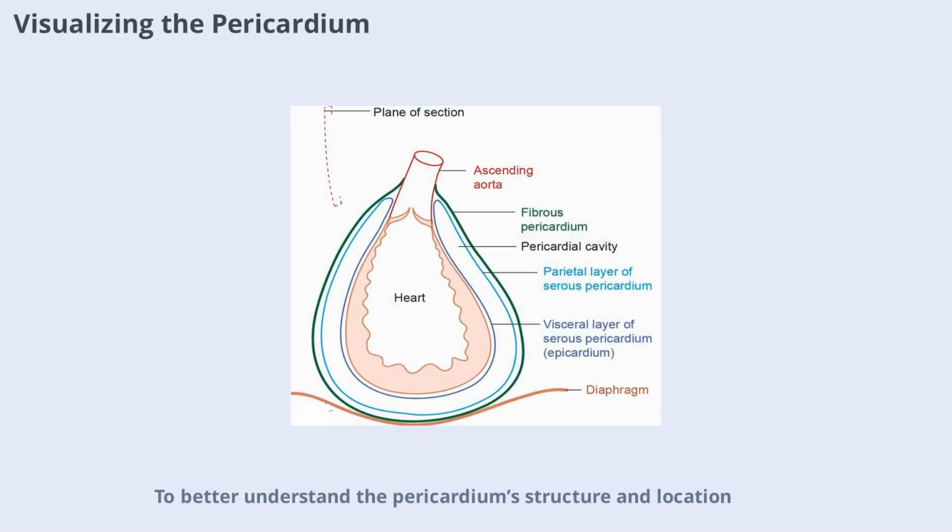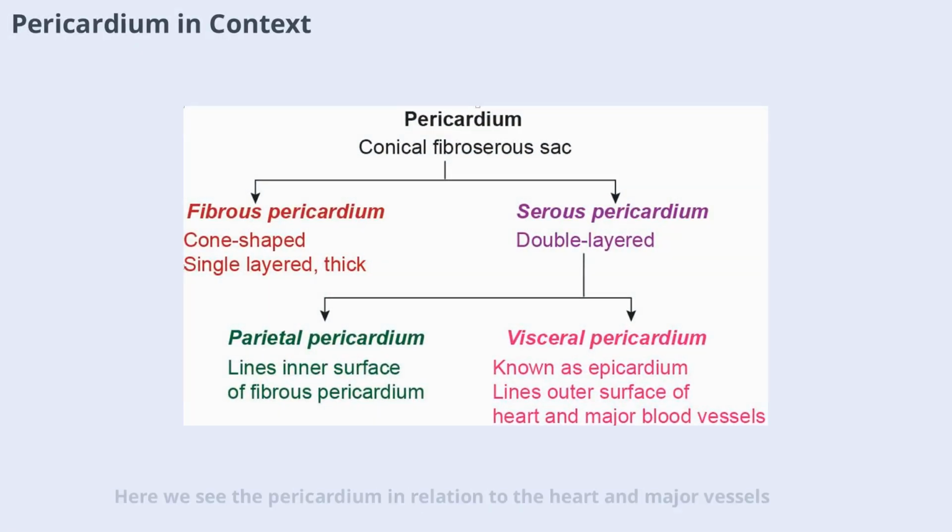To better understand the pericardium's structure and location, let's take a closer look at its anatomical relationships. Notice how the pericardium envelops the heart and is positioned among other vital thoracic structures. This visualization helps us appreciate the protective and supportive role it plays within the chest cavity. Here, we see the pericardium in relation to the heart and major vessels. This perspective highlights how the pericardium not only encloses the heart, but also integrates with the roots of the great vessels, providing both protection and structural support. Understanding this context is vital for grasping the pericardium's full anatomical significance.